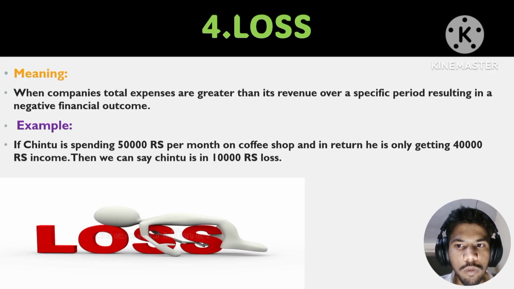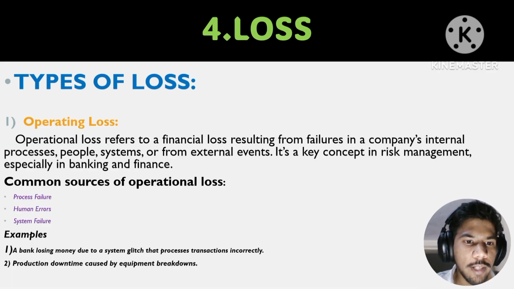Let's move to types of losses. First is operating loss. Operational loss refers to a financial loss resulting from failure in a company's internal process, people, system, or from external events. It's a key concept in risk management. Common sources of operational losses: first is process failure, second is human errors, and third is system failure.